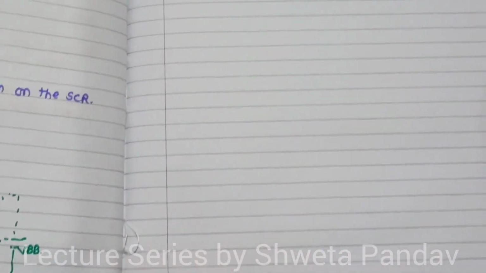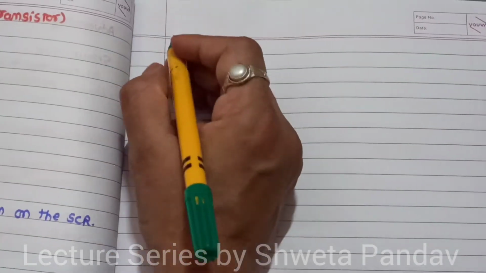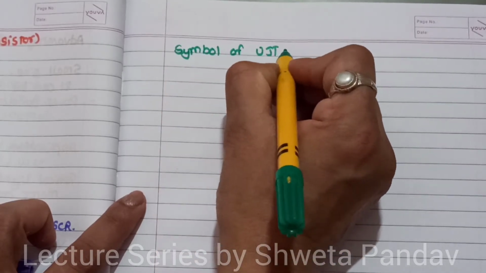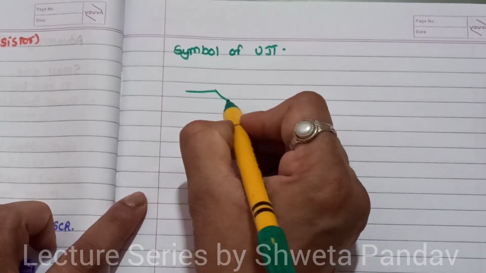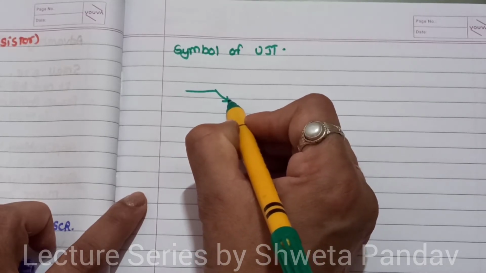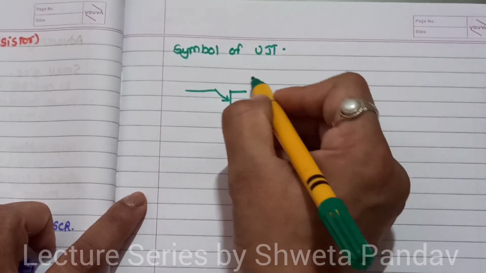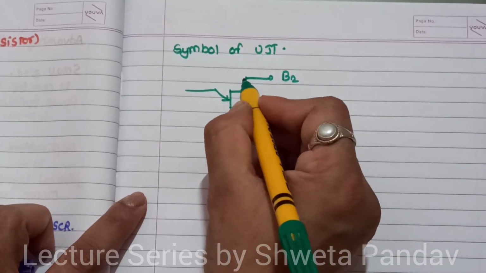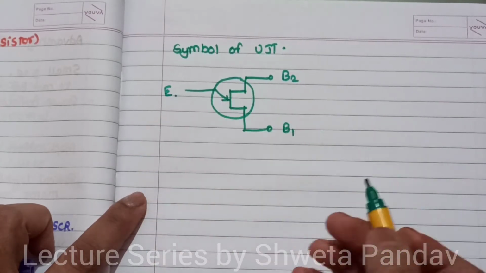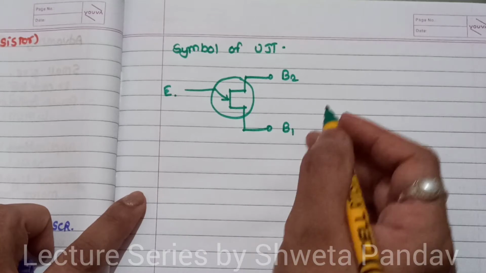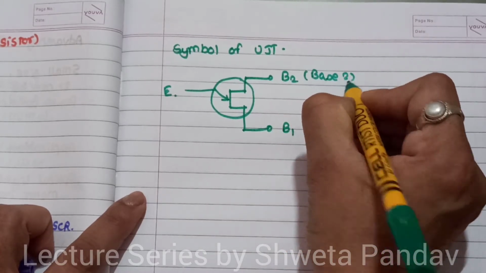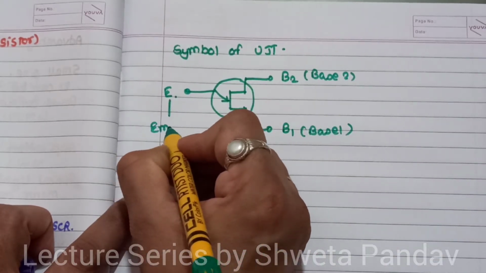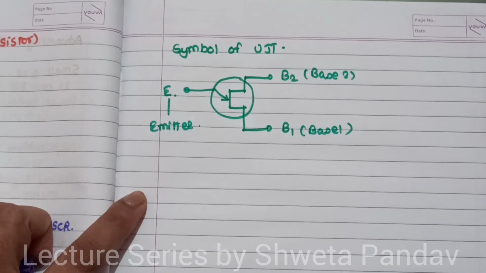Next we will draw the symbol of UJT. UJT has this emitter terminal, with the arrow pointed downward, and then two terminals are taken out, B2 and B1. B2 stands for base 2, B1 stands for base 1, and E stands for emitter. So this is the symbol of UJT.